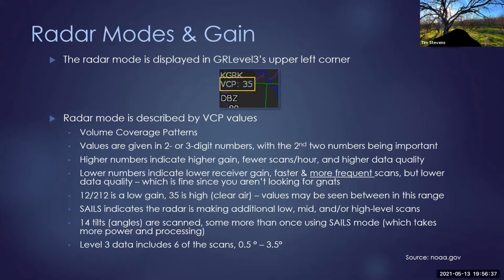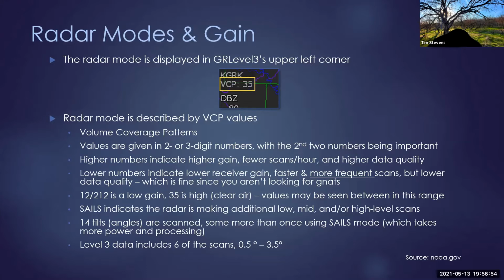The lower numbers actually are the ones we're interested in. The lower number values are going to be faster, more frequent, but they also give you lower quality. But that's okay since we're usually looking at some pretty large atmospheric features at the time.